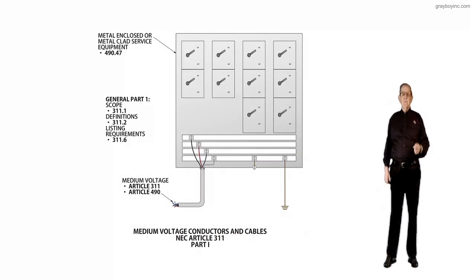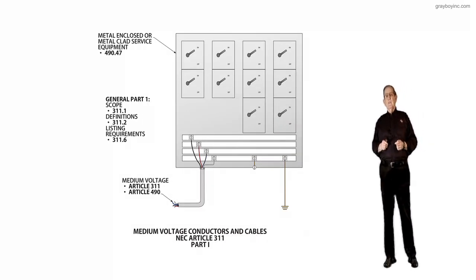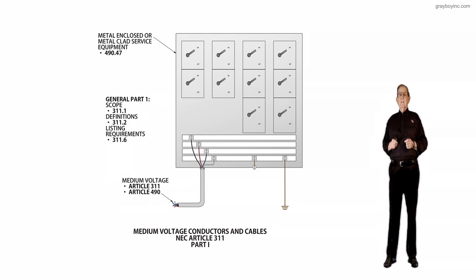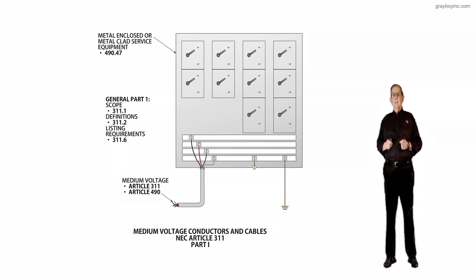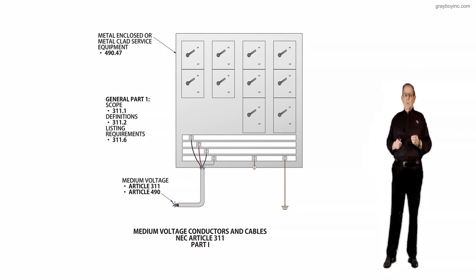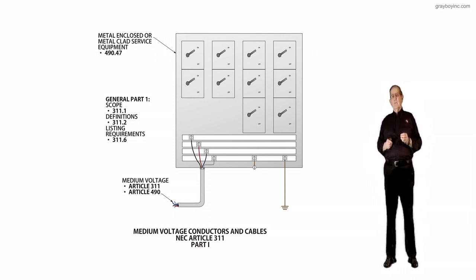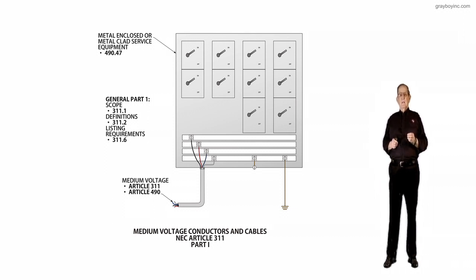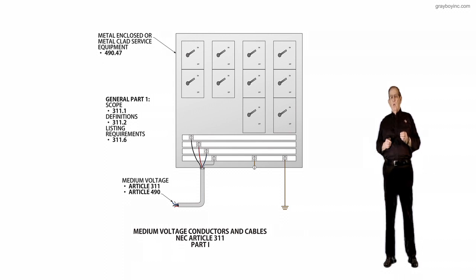This illustration deals with medium voltage conductors and cables, NEC Article 311, Part 1. Now, the purpose of the change is to provide a new article that has been added to address medium voltage conductors and cables. Article 311, Part 1 covers the scope, definition, and listing requirements.